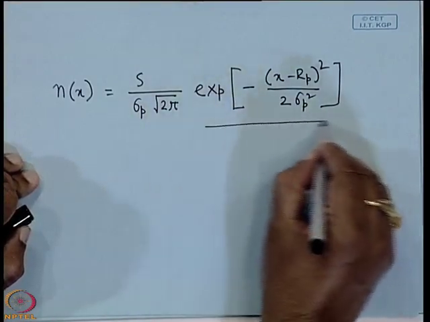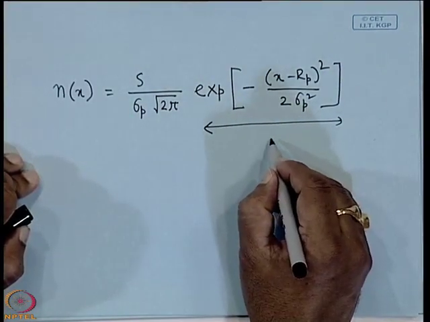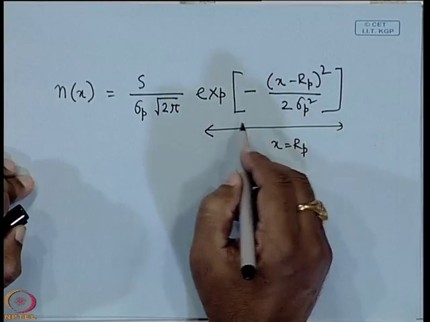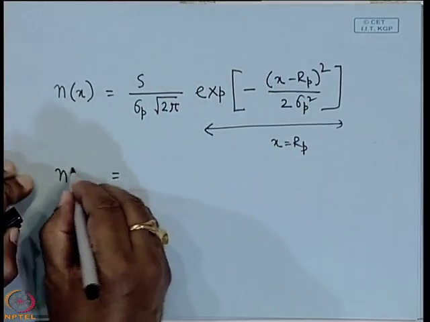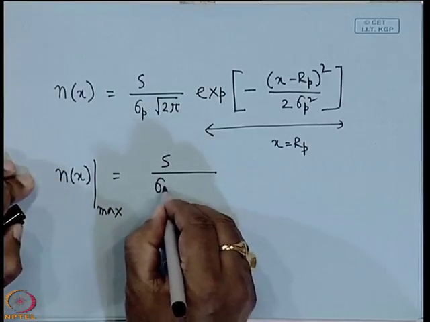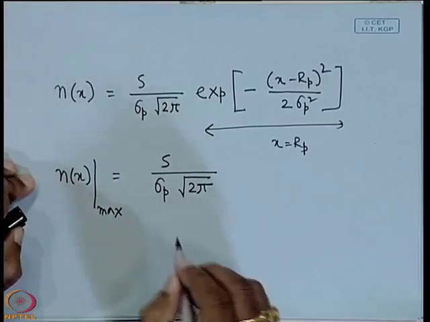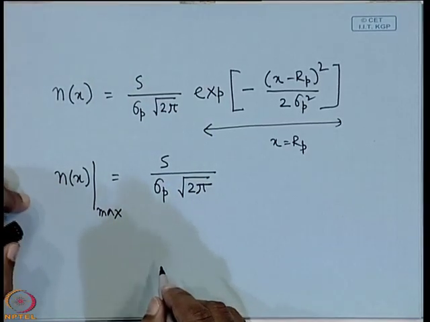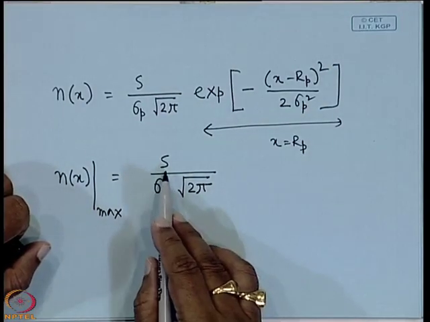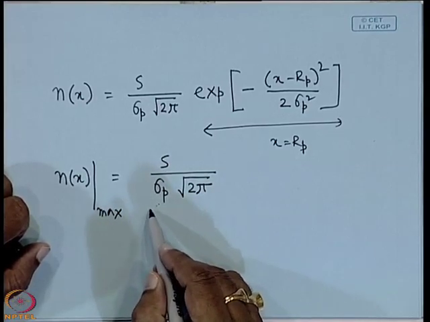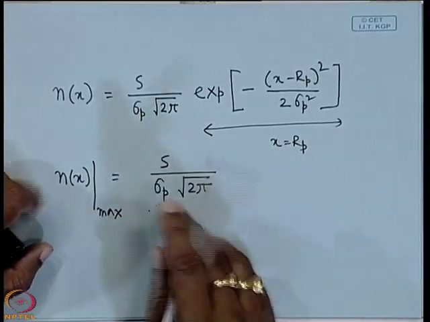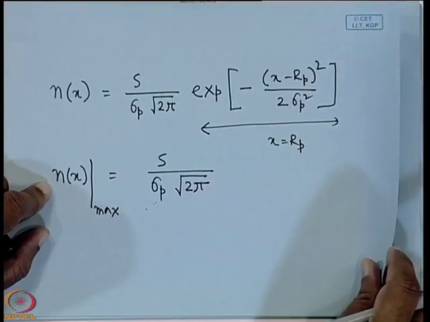This part is 1 for x equals to Rp. So, maximum will be when x equals to Rp. That means, this part will be 1 and n(x) max will be S by sigma p root 2 pi. You know what is S? S is given, it is 5 into 10 to the power 14, it is given in the example, and sigma p is given, it is 0.07 micron. So, using this expression, you can calculate the maximum concentration.